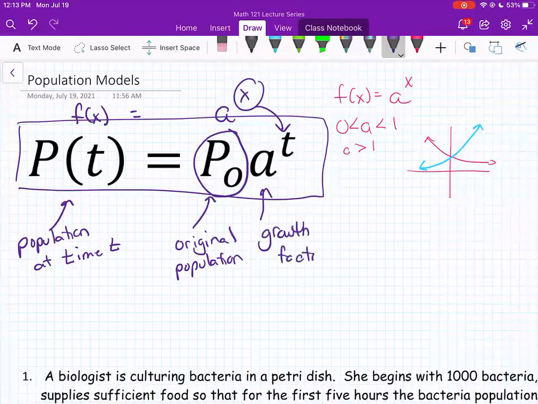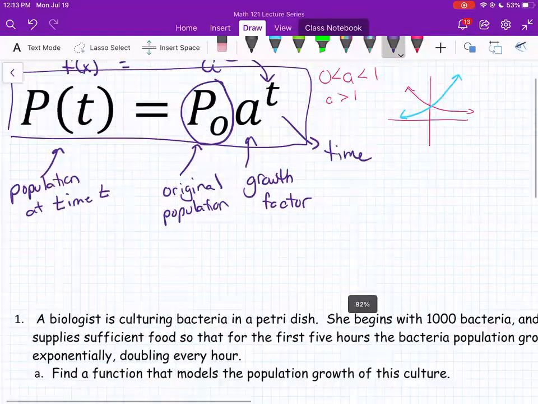So if a is greater than 1, the population is increasing. If a is less than 1, it is decreasing. And t is our time, typically measured in years, but it can be measured in hours or minutes, as we'll see in our next example.